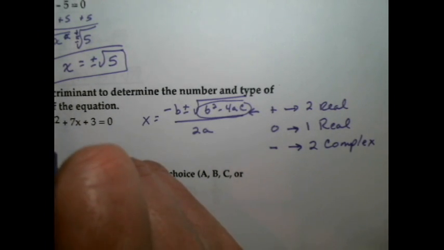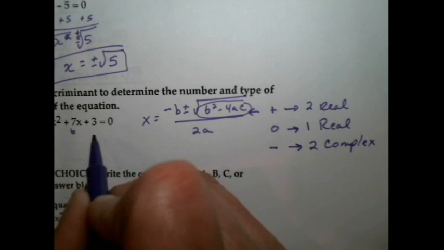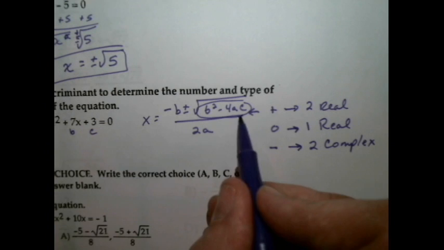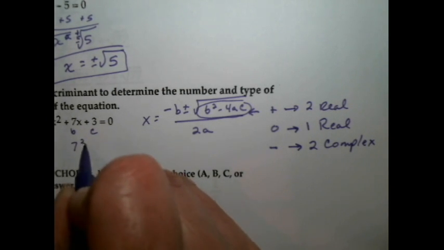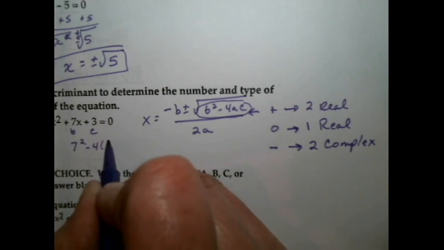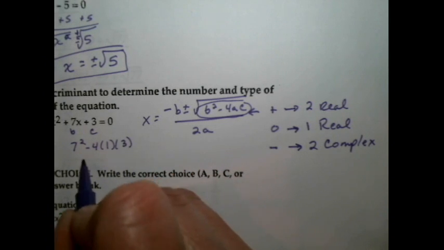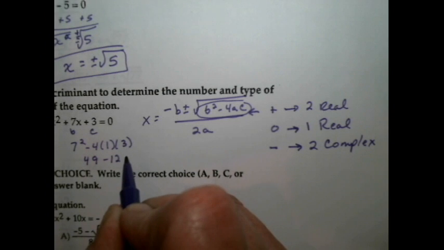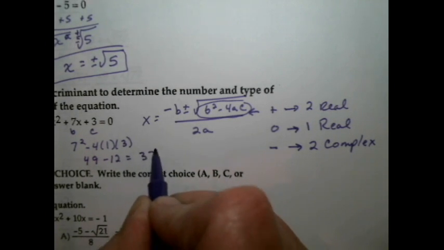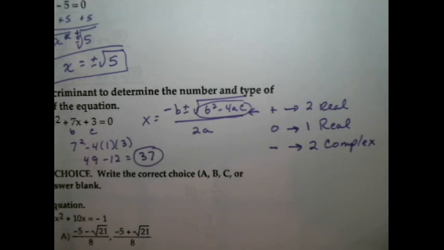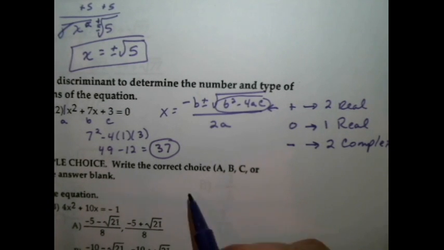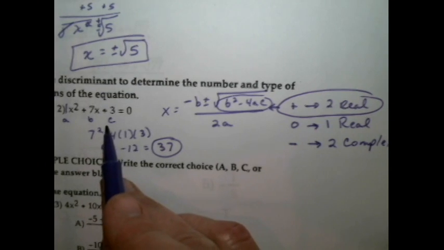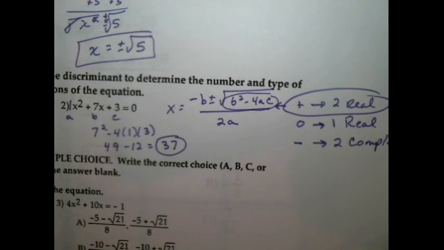Okay, so for this, a is 1, b is 7, and c is 3. So we need b squared minus 4ac. So 7 squared minus 4 times a, which is 1, times c, which is 3. 7 squared is 49. 4 times 3 is 12. 49 minus 12 is 37. Okay. Now 37 is positive. So this quadratic equation will have 2 real solutions. All right.